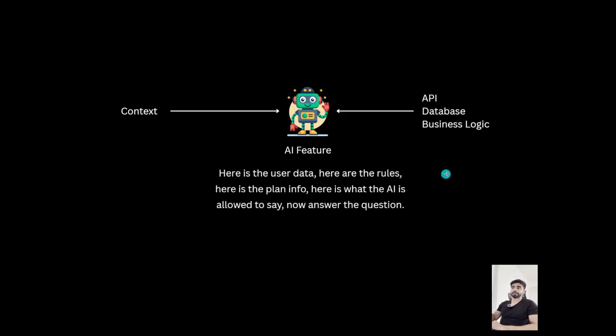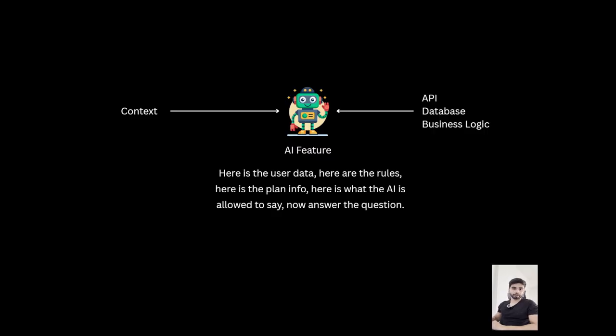Life before MCP. Before MCP, there was no clean or standard way to give context to AI. So every team, every product, every developer solved it in their own way. Most of the time it looked like this: you had an API, you had a database, you had some business logic, and then suddenly you had an AI feature. So you wrote a prompt like, here is the user data, here are the rules, here is the plan info, here is what AI is allowed to say, and now answer this question.